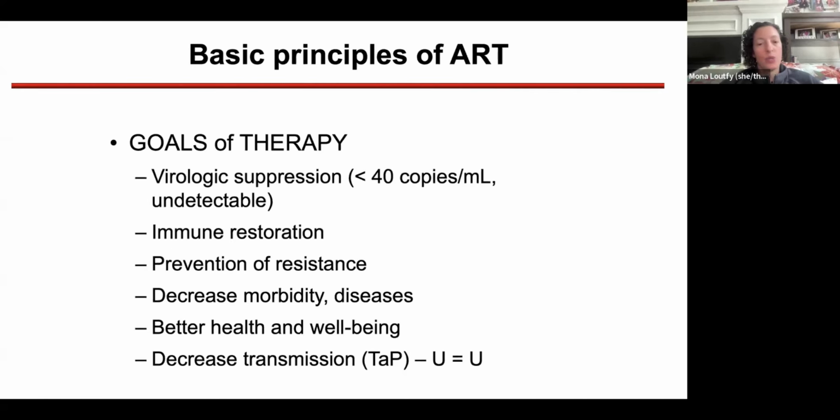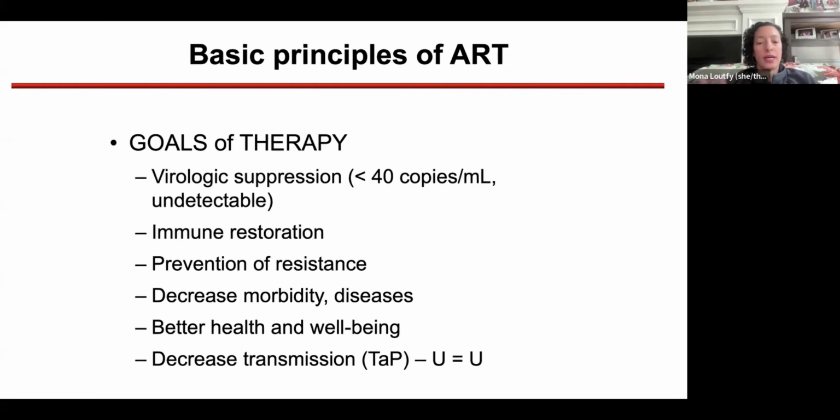The goal of therapy is virologic suppression, which is defined by a viral load less than 40, and immune restoration, so we want that CD4 count to go up, and it continues to go up over 5 years. By being adherent and having an undetectable viral load, that means the virus is not replicating, so that prevents drug resistance. Do you see that? So that's very important. Decreased morbidity, decreased mortality, decreased opportunistic diseases and infections, better health and well-being.